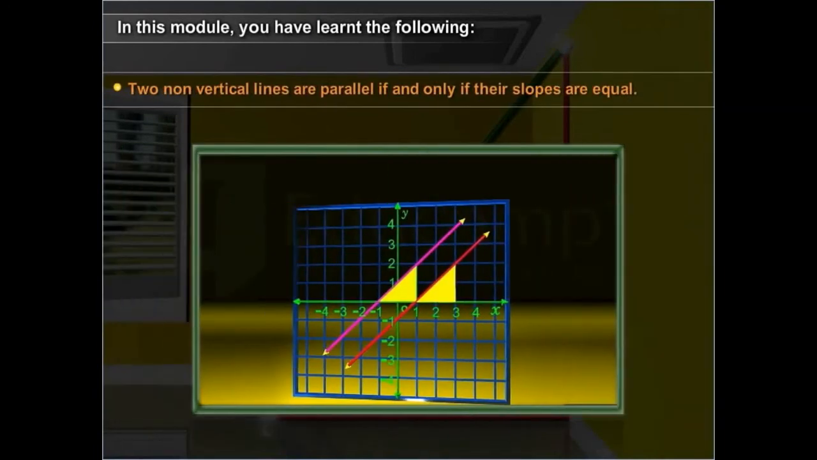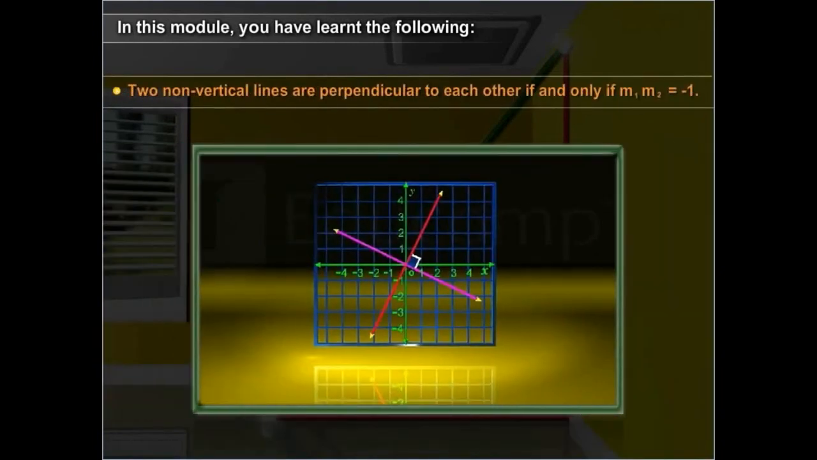Two non-vertical lines are parallel if and only if their slopes are equal. Two non-vertical lines are perpendicular to each other if and only if the product of their slopes is equal to minus 1.